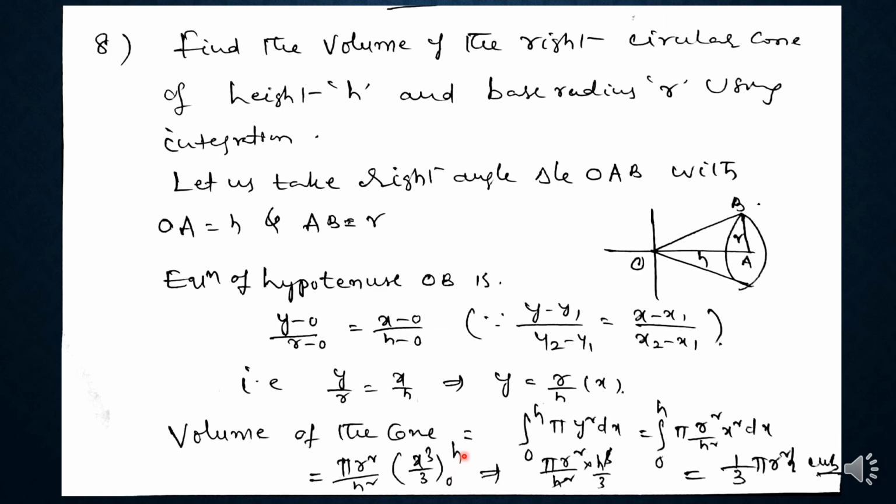Now substituting the limits: by putting the upper limit x equal to h, this becomes pi r square by h square into h cube by 3, that is 1 by 3 pi r square h, while substituting the lower limit x equal to 0, that becomes 0. So finally the result is 1 by 3 into pi r square h cubic units. This is the volume of the cone.